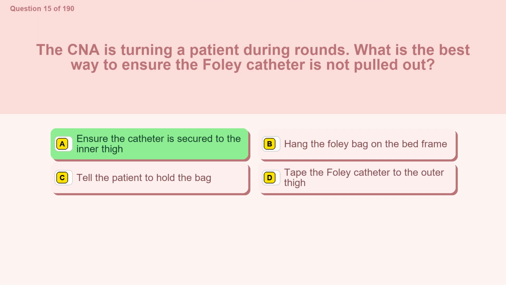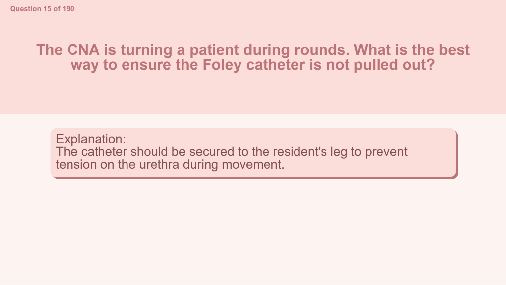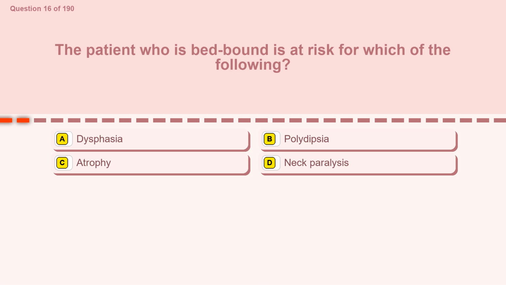The correct answer is option A. Ensure the catheter is secured to the inner thigh. The catheter should be secured to the resident's leg to prevent tension on the urethra during movement. Question 16. The patient who is bedbound is at risk for which of the following?